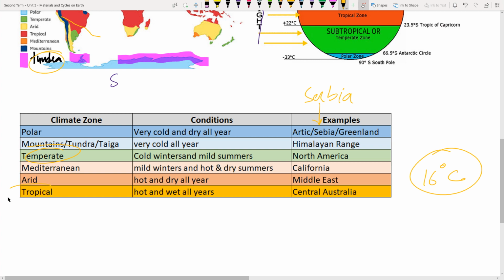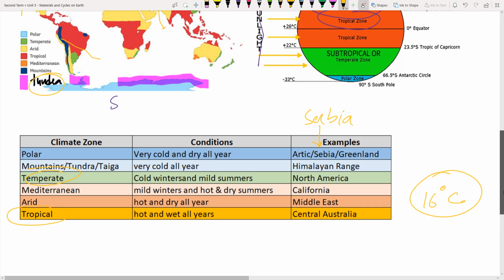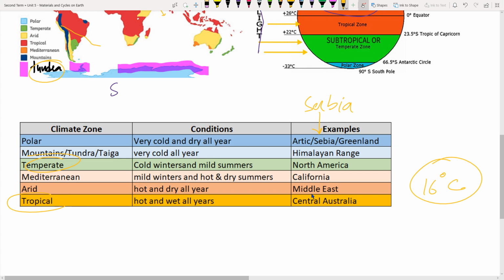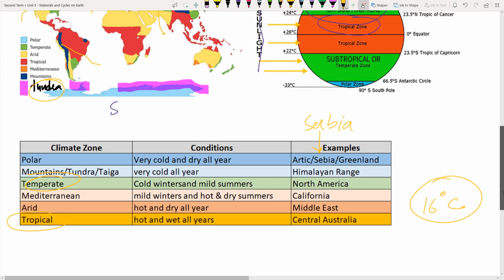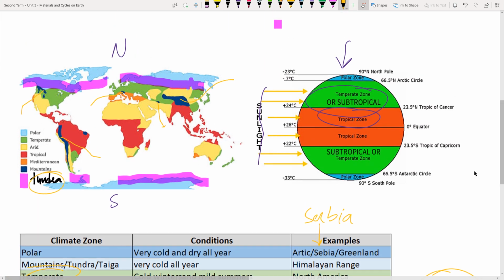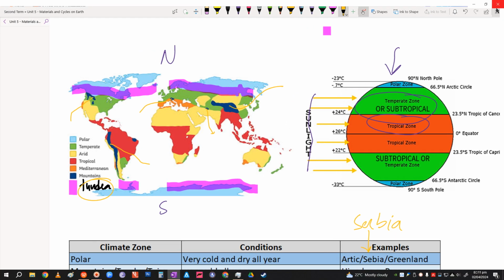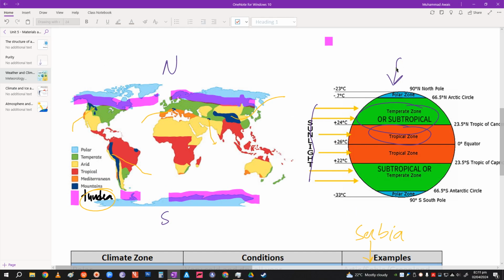And then we have the tropical, which are hot and wet all year long. And why are they wet? Reason being, it is so hot that water keeps on evaporating, and that evaporation keeps on causing more rainfalls. Hence, Central Australia is a very tropical region, and these green zones we call the plantation zones. A lot of rainforest and whatnot are found in these regions, right?